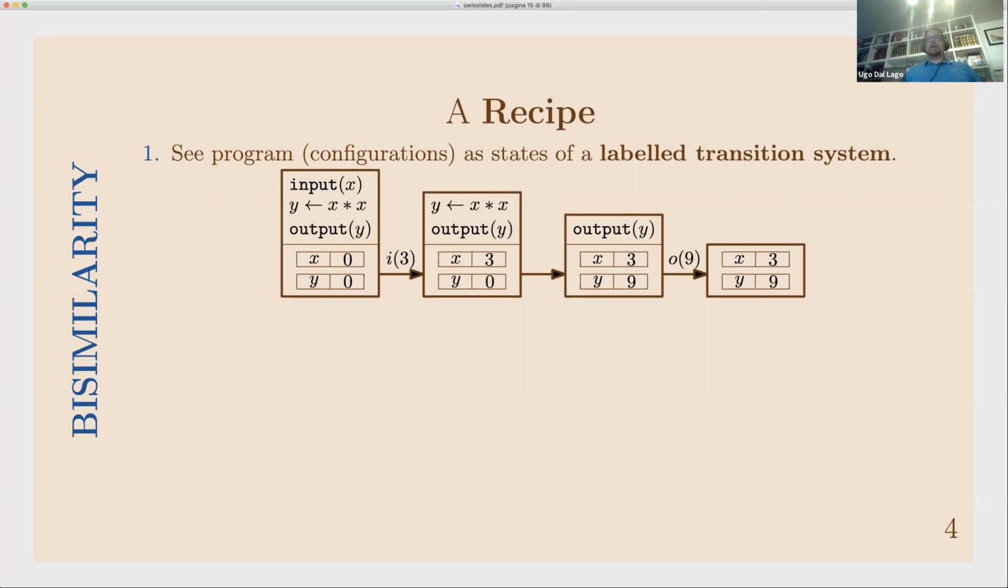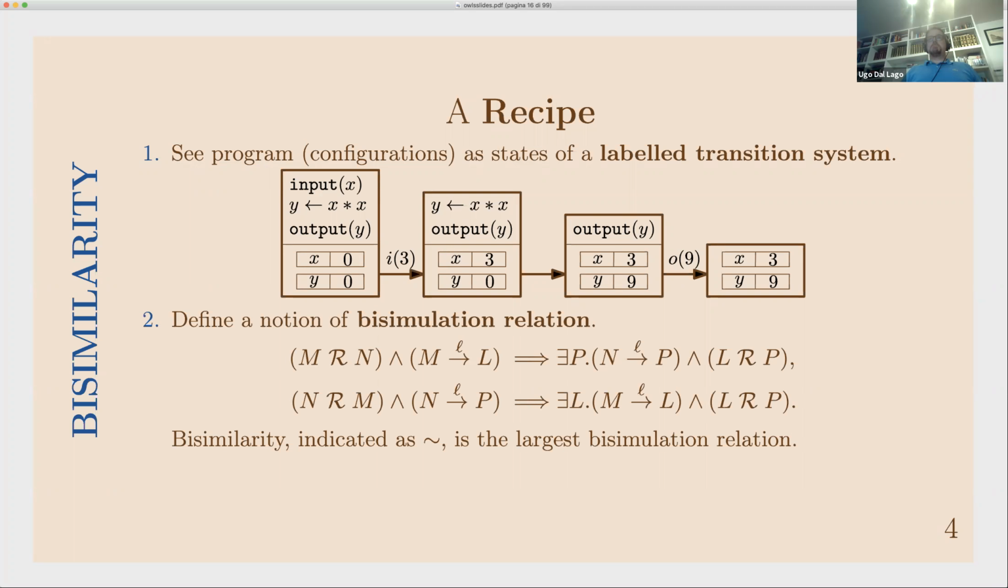So the states of your program become the states of a labelled transition system. For example, the one you see on the slide is the LTS corresponding to a simple imperative program. And then on top of the labelled transition system you obtain this way, you can define the usual notion of a bisimulation relation. So for example, two states in this LTS are equivalent in the bisimulation relation R.